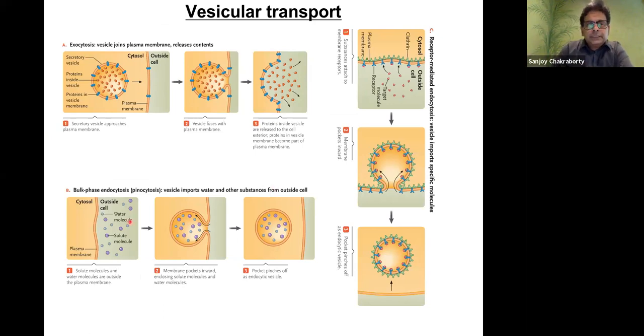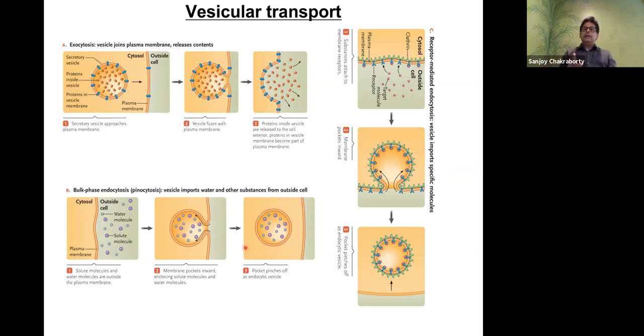Endocytosis, here are the molecules, you want to take them in. So how to take them in? They get folded. It's exactly like opening your mouth and then you engulf it. So open your mouth, take the molecule inside, engulf it, boom, inside.